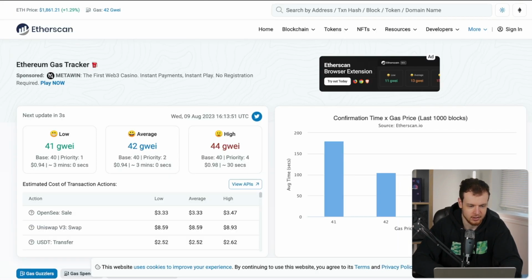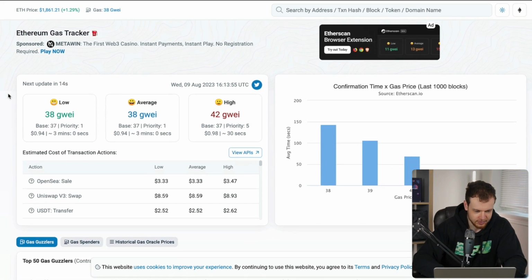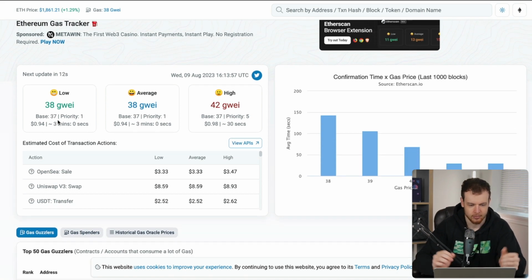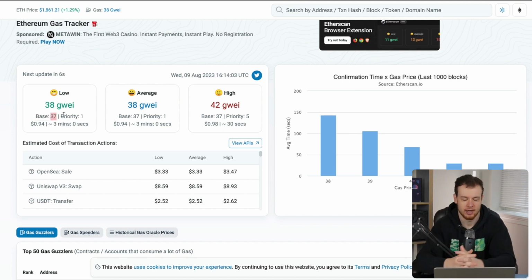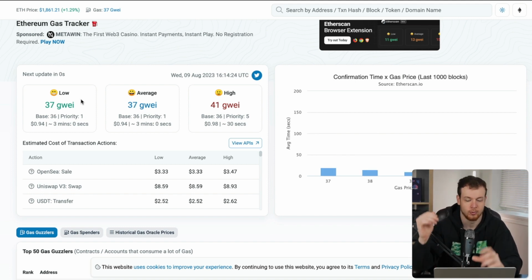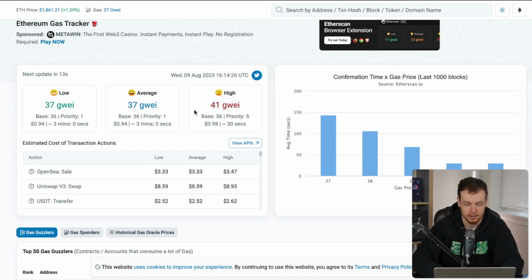If we go to the Etherscan gas tracker here, we can see some gas estimation, and the base is 37 Gwei, and the base is the same for all of these estimated transaction speeds. So if I want my transaction to be recorded faster, or even just higher up within an individual block, then we can increase the priority fee here.